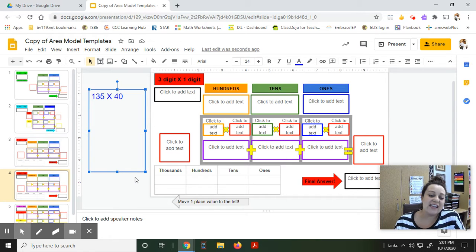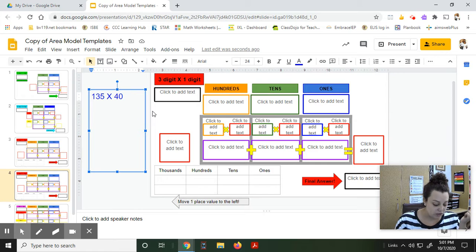Hey, fifth graders. I wanted to demonstrate one of our problems that we were doing when we multiplied powers of 10, using an area model. So, I want you to look first over here. Let's say we are having to multiply 135 times 40.